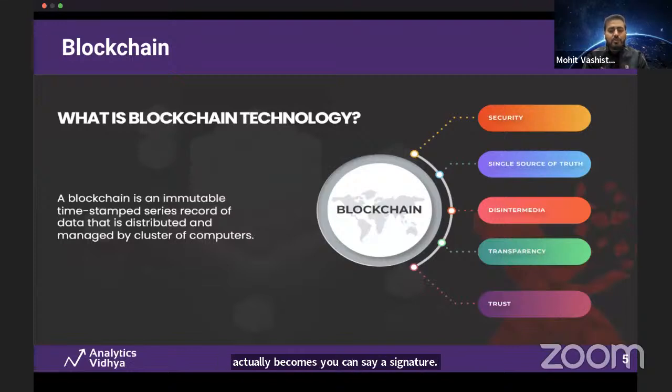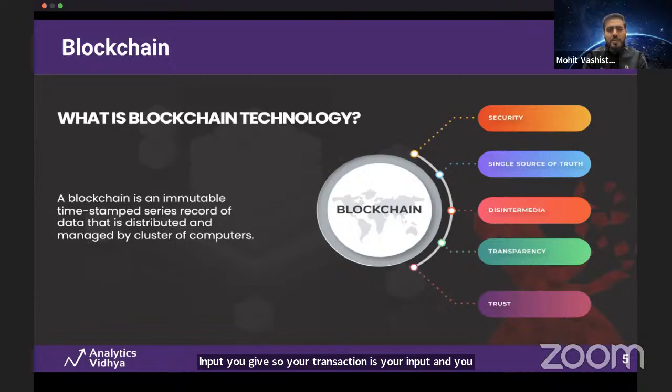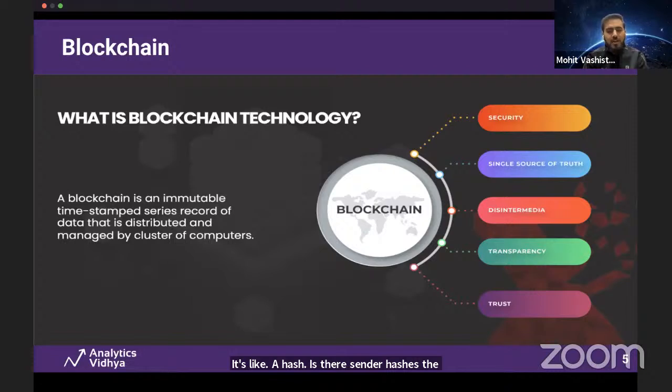So hash is something where you get a defined length of any input you give. So your transaction is your input, and you get output in terms of hash only. Okay, so the conclusion is that you can't see the data in terms of plain text. It's not like Mohit is sending Akshay some amount. It's like a sender hash is there, receiver hash is there, and amount is there, and that transaction makes a new hash out of it, because all the other information was an input, and then the output hash is there.